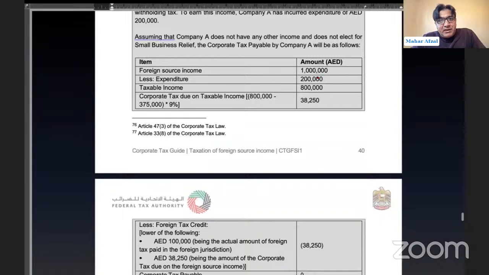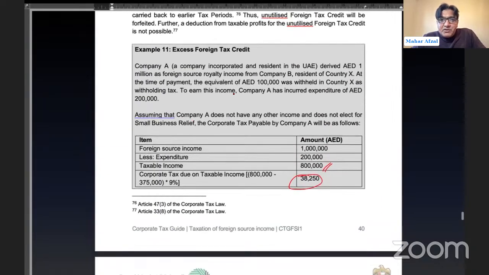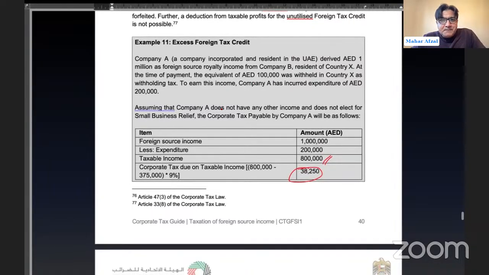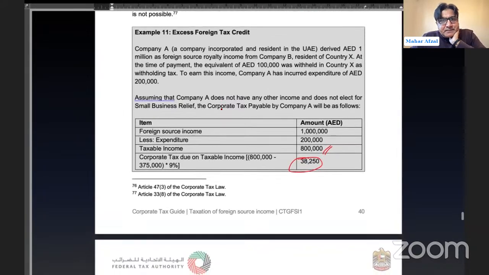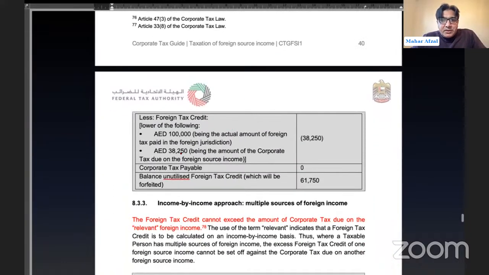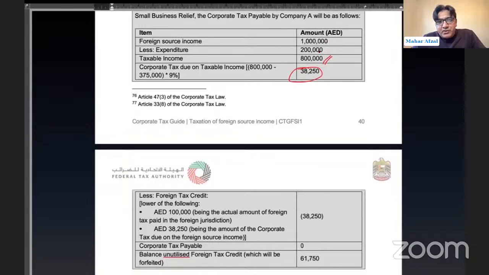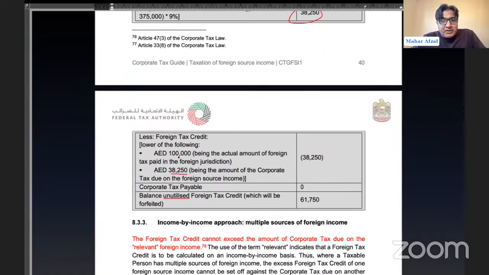The same, this is 10 million, expenditure 2 million, taxable income 8 million. Then corporate tax due is the same principle, less 375,000 into 9%, 38,250. Foreign tax credit, whatever you have paid, tax due and tax paid, equivalent to 100,000 tax withheld. 100,000 they have paid out of the UAE, and tax due is how much? Tax due is 38,250. They have 100% foreign source income. They don't have any UAE sourced income. So 38,250 or 100,000, lower of these is 38,250, and corporate tax payable is 0.